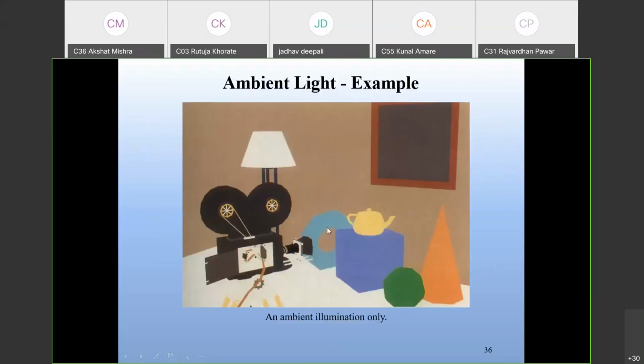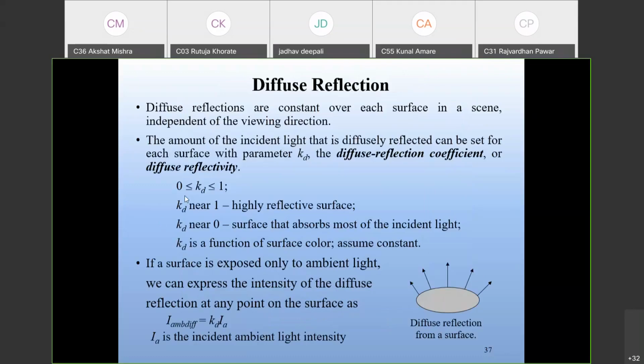So that example is shown here in the ambient light, how the object will look. This is nothing but the multiplication of the light which is incident on that object and the coefficient of ambient reflection of the light. So that is one example. Now we move to the next, that is diffuse reflection.